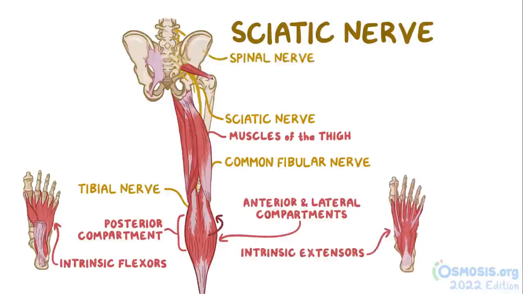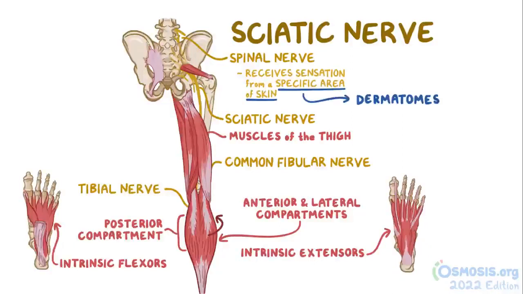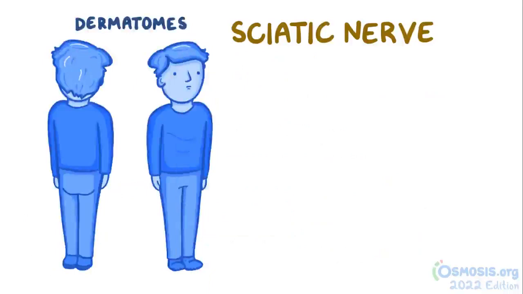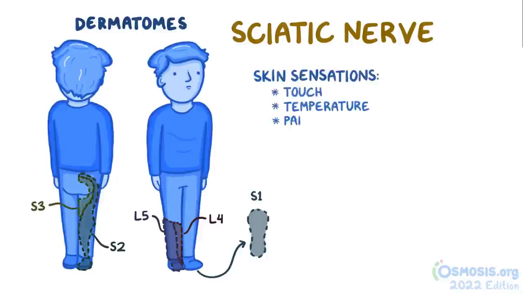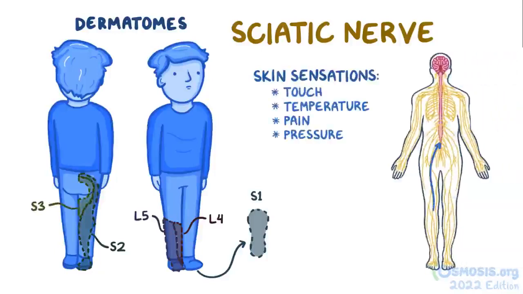Now, each spinal nerve is in charge of the sensation of a specific area of the skin, called a dermatome. Dermatomes of the spinal nerves of the sacral plexus cover almost the entire surface of the thigh, leg, and foot. L4 covers the medial side of the leg, L5 covers the lateral side, S1 covers part of the dorsum and the entire sole of the foot, S2 covers the back of the leg, while S3 covers the back of the thigh. Skin sensations like touch, temperature, pain, and pressure are carried to the spinal cord and then to the brain where we register the sensations.